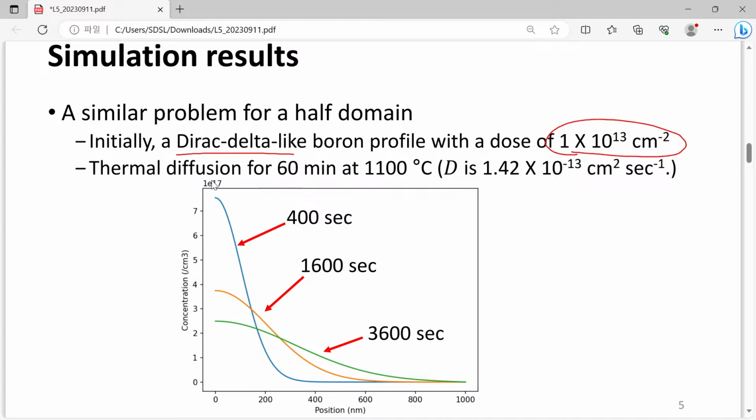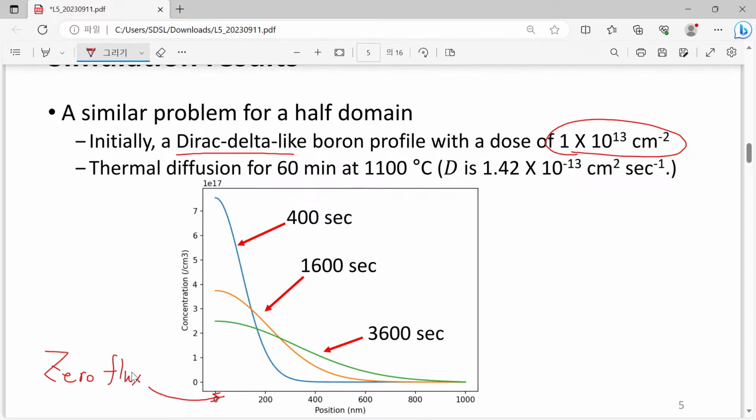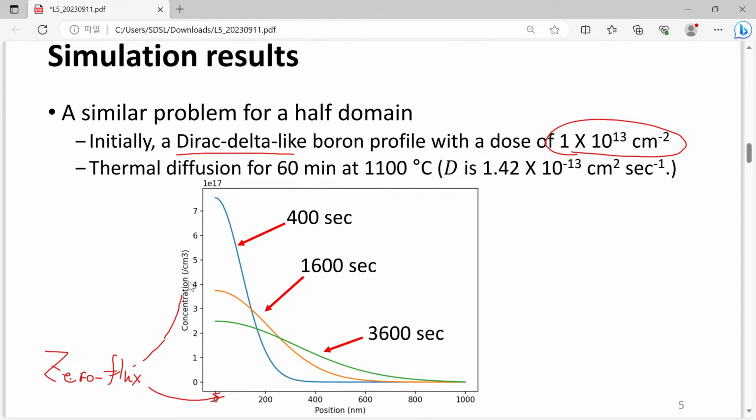Then we apply the boundary condition like zero flux. Therefore, previously our solution looked like this. However, now we are just having the half of it, and it is diffused only along the positive direction. Then you can also do it with the same parameters.